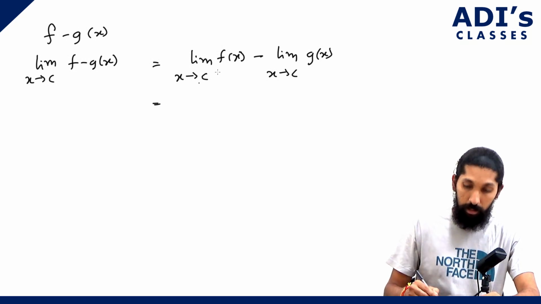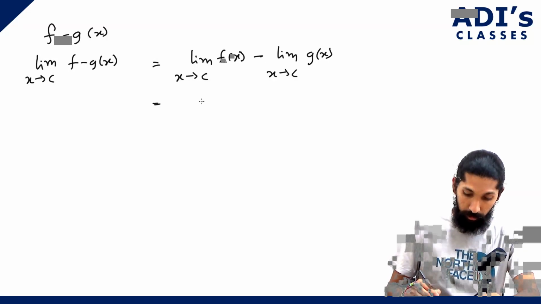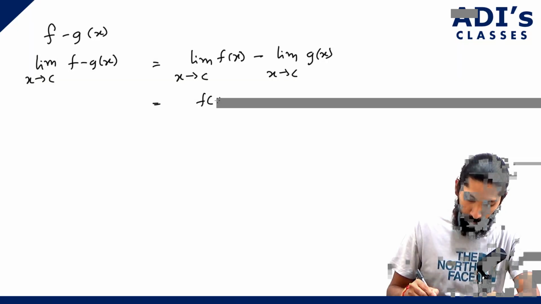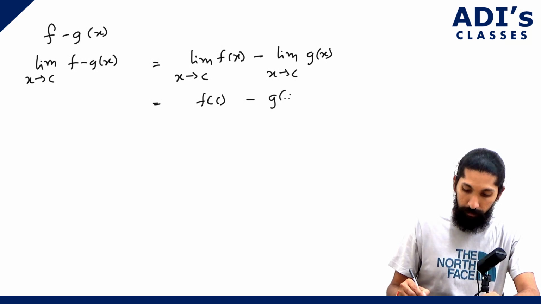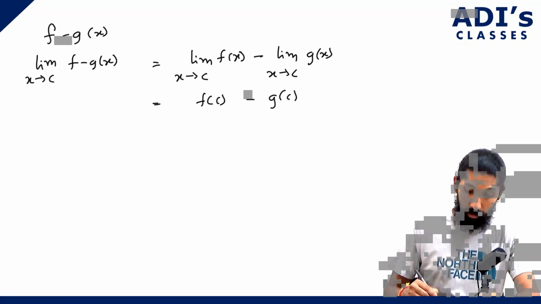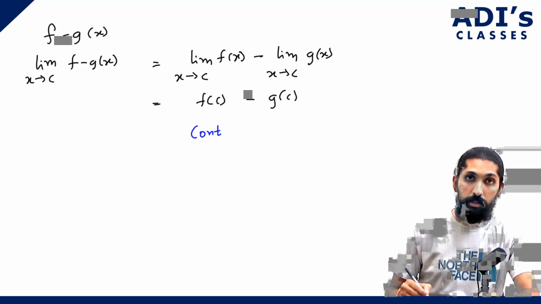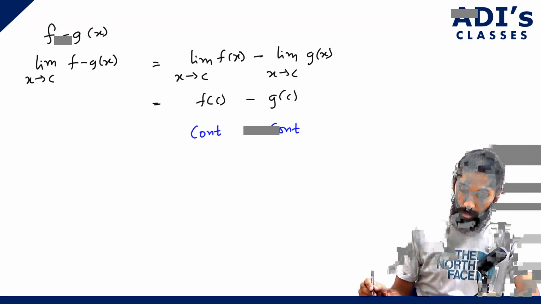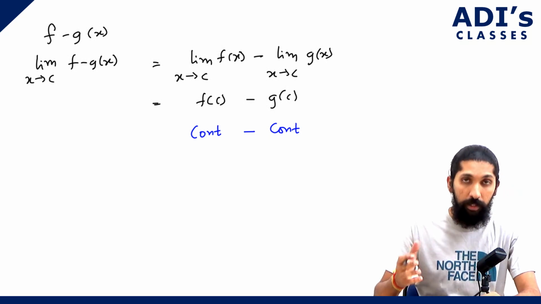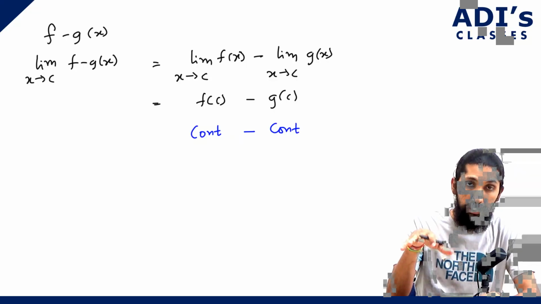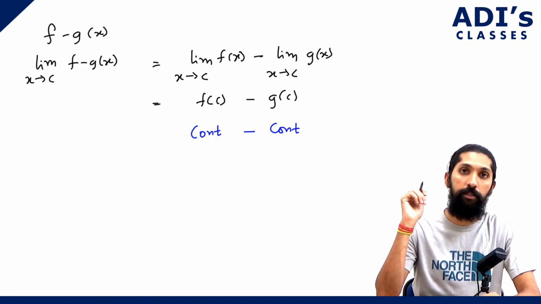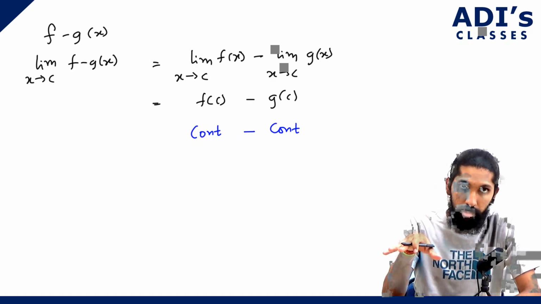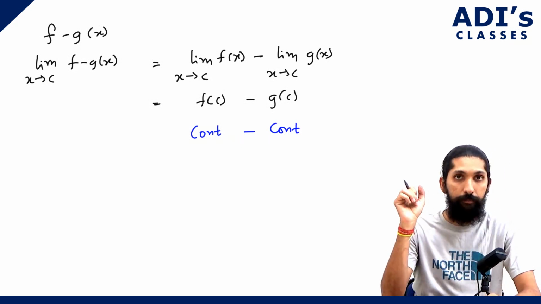Now this is continuous because this is nothing but f of c. Oh, sorry. This is nothing but f of c, and this is nothing but g of c. Now, what we know is this is also continuous and this is also continuous. So, what we were supposed to prove, that f minus g is also continuous, we just proved. Correct? Now, the same thing is true for the product as well as the quotient.